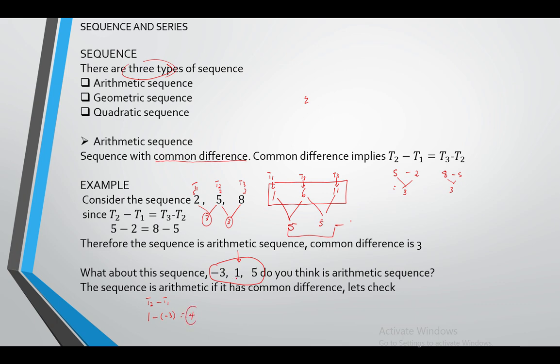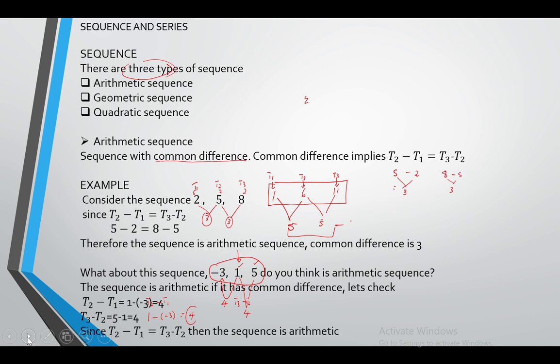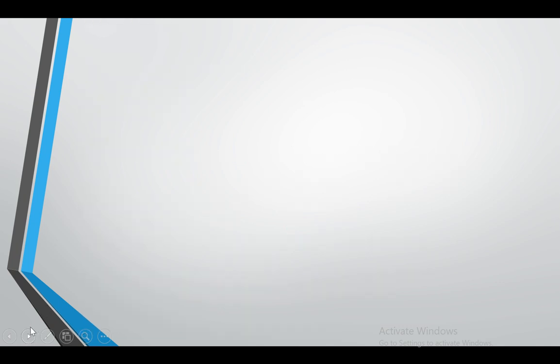Make sure that you get that: 1 minus -3 is 4. Then let's check term 3 minus term 2. Term 3 is 5 and term 2 is 1, so 5 minus 1 is 4. So this sequence as well, -3, 1, 5, is an arithmetic sequence because of a common difference. This explains everything that I was talking about. The sequence is arithmetic.